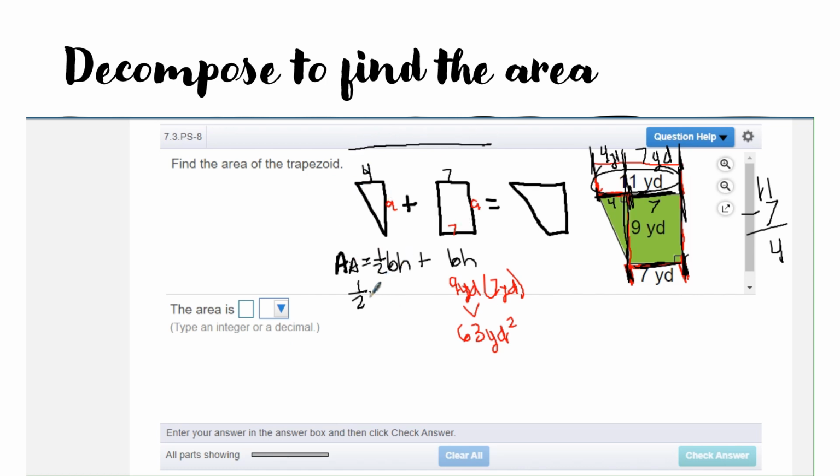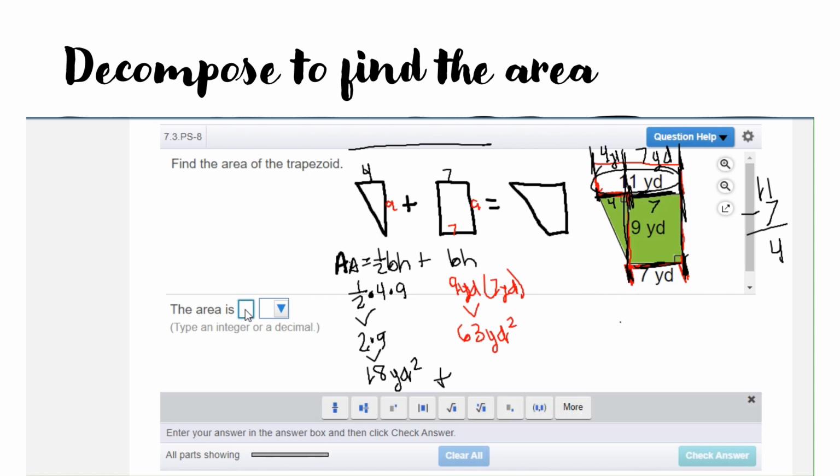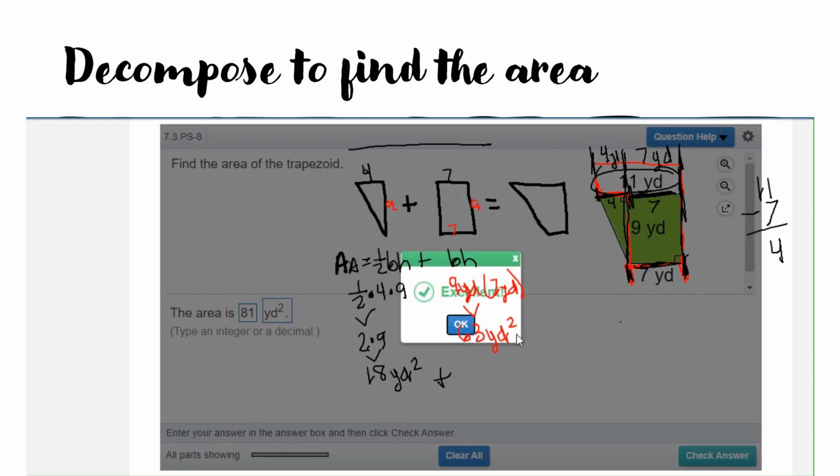So I'm going to do half of 4 times my height. My height is 9. Half of 4 is 2, and 2 times 9 is 18. And then I have yards times yards, which is yards squared. So I'm going to go ahead and add these two up, and that'll give me my final answer. So 63 yards squared plus 18 yards squared is going to give me 81 yards squared. So that's going to be your final answer. And area is 2-dimensional, so keep that in mind.